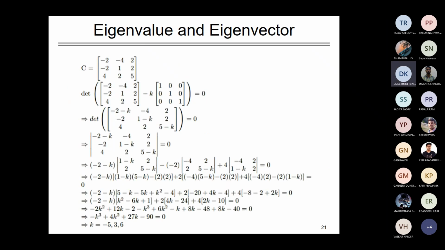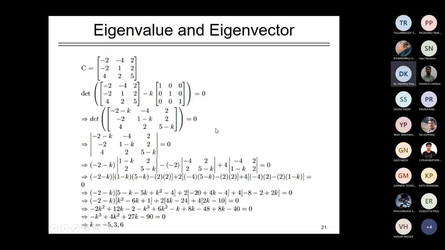Now we will take an example, and we will compute the eigenvalues and eigenvectors. Here we have been given a 3 by 3 feature vector. This feature vector is denoted by capital C. So C is given by this 3 by 3 feature vector.